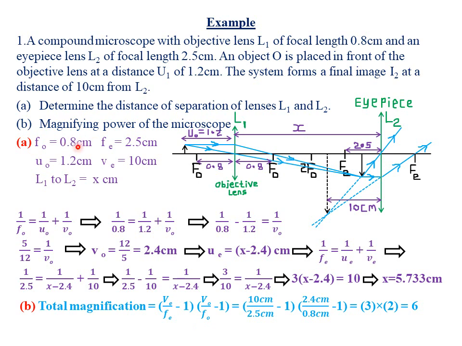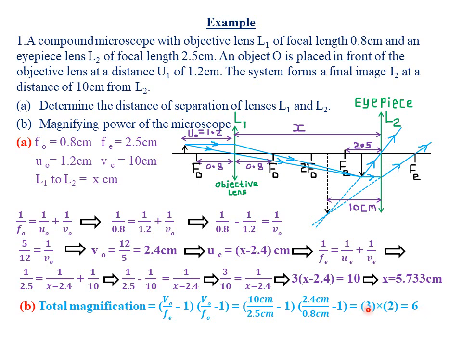as 0.8 centimeters. So if I substitute, I'll have VE is actually 10, so 10 centimeters over FE, which is 2.5 centimeters, then minus 1, then I multiply by VO, 2.4 centimeters as computed here, over FO, the focal length of the objective lens, which was 0.8, then minus 1. So 10 over 2.5 minus 1, you just obtain 3, then 2.4 over 0.8 minus 1, you just obtain 2. Therefore, the total magnification is 3 times 2, which gives you 6.